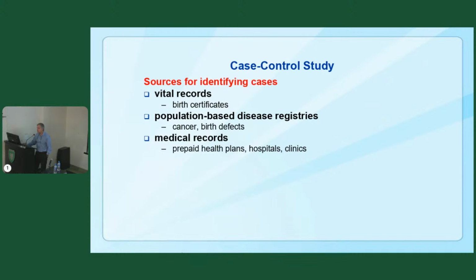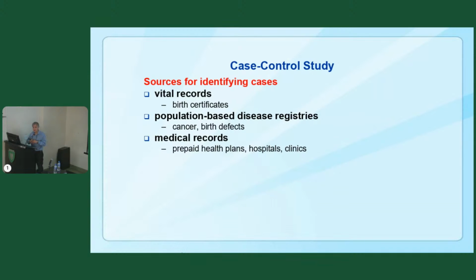Vital records, source of data, population-based, medical record. You can identify cases based on that. Usually, the easiest way to find cases for case control is hospital-based cases. But then you're almost forced to have hospital-based controls, which are not too good, right?